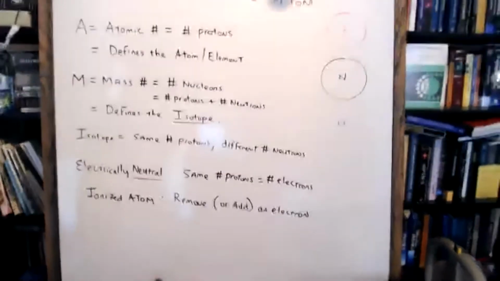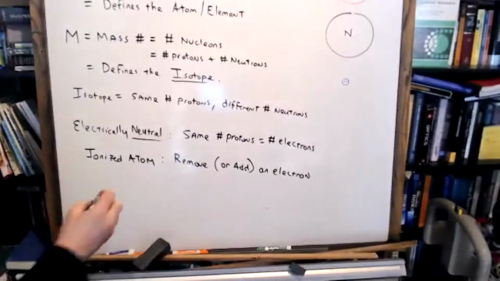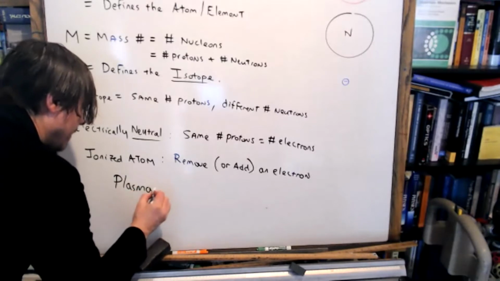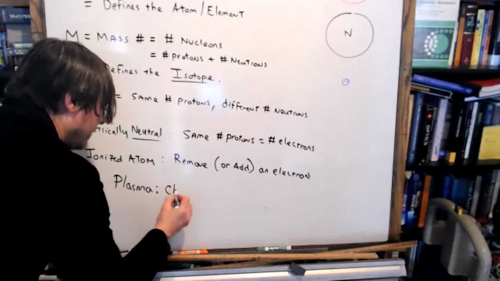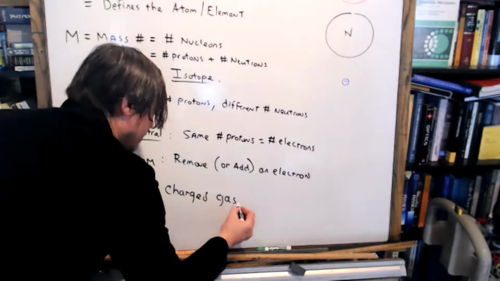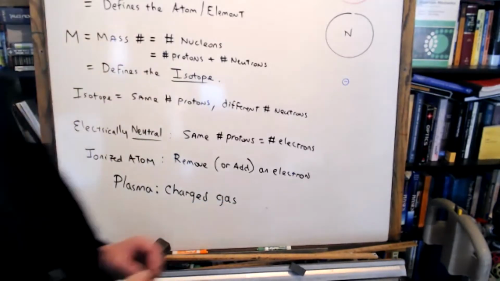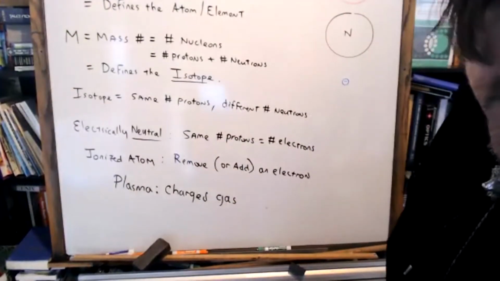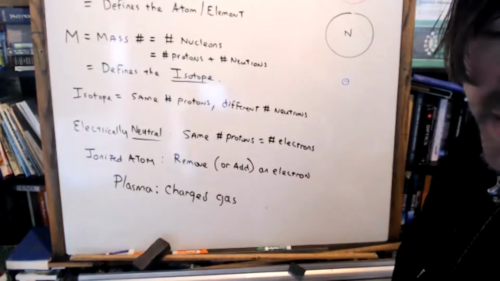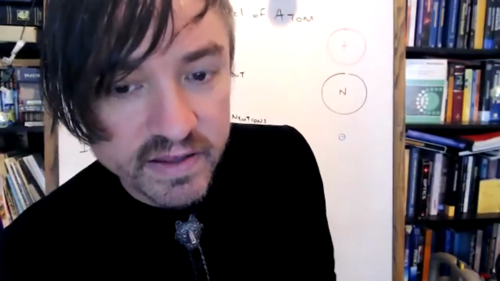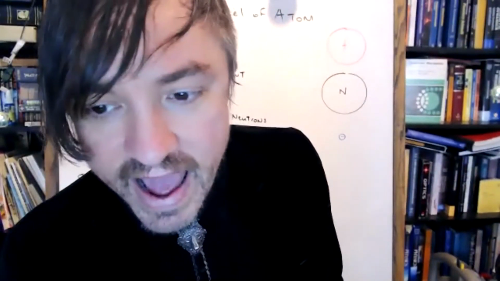A collection of ionized atoms is known as a plasma. A plasma is a charged gas in which electrons have been removed from the atoms and bounce around with electrical and magnetic forces affecting them. Plasmas are wild and cool and crazy. When we study the sun in a little bit, you'll get to see some pictures of plasmas in action.